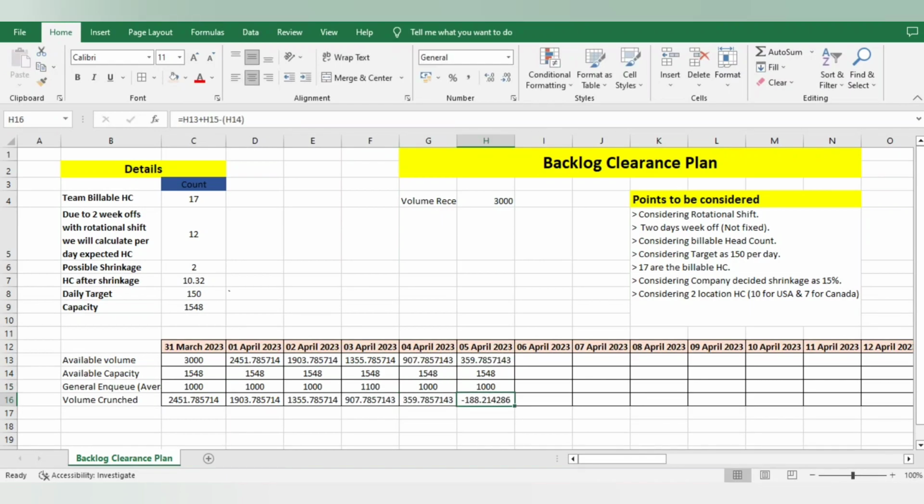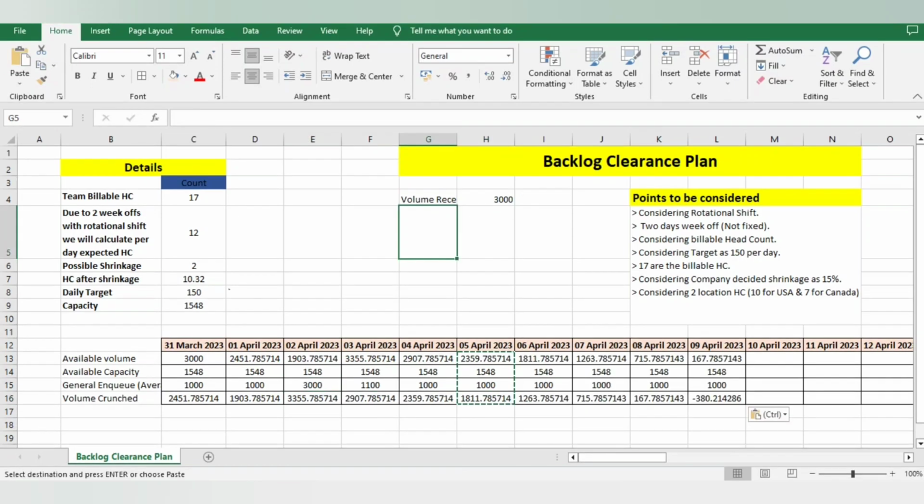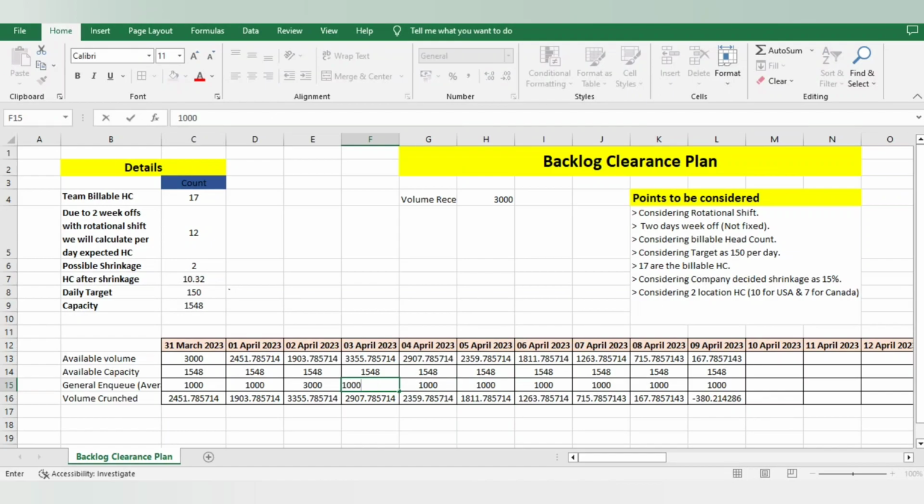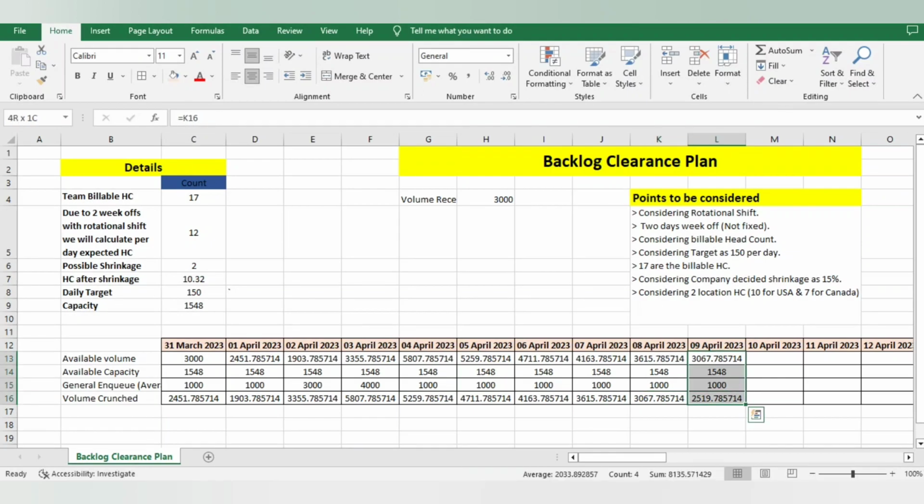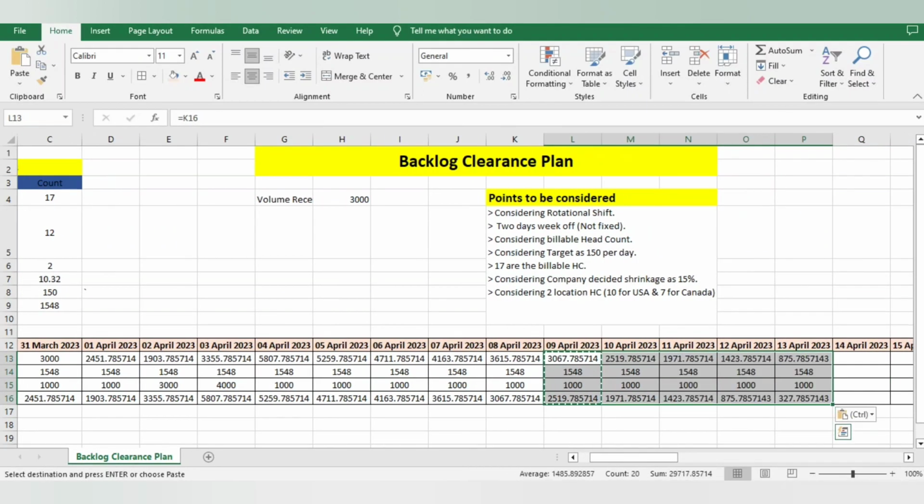Suppose we are considering that for this particular day again 2000 along. And guys, for example, here the volume got increased to 1100. Suppose my volume again increases in the middle of the days, I observe that again 3000 volume got added, which means 4000 volume got enqueued. If you see this, okay, I still have 2500 to be crunched, and I will just paste my formula to the last.